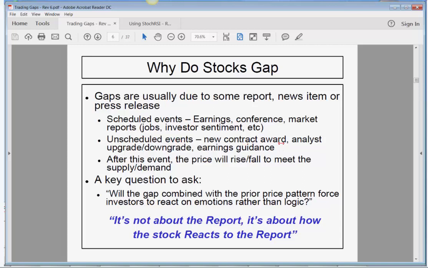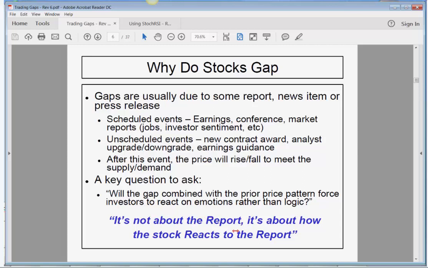Unscheduled contract awards, analyst upgrades and downgrades and earnings guidance, and not all of these are equal. Some that affect earnings are the ones that I'm more interested in, and how they react. And then after the event, the price will rise or fall to meet supply and demand. That's only kind of logical. The key question that we want to ask, the only question, is will the gap combined with the prior price action force investors to react on emotions rather than logic? It's really not about the report.